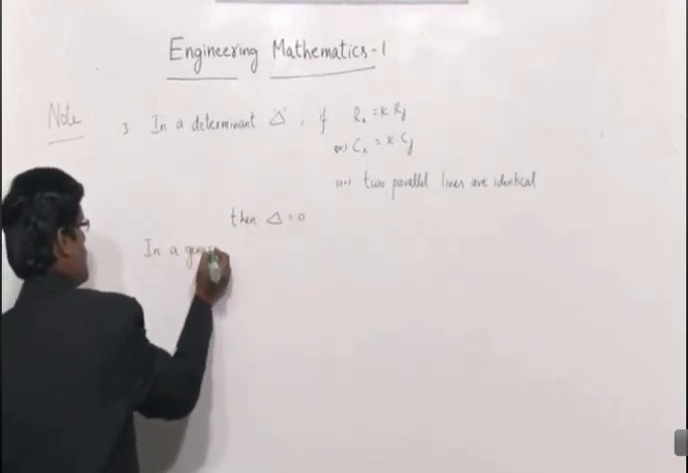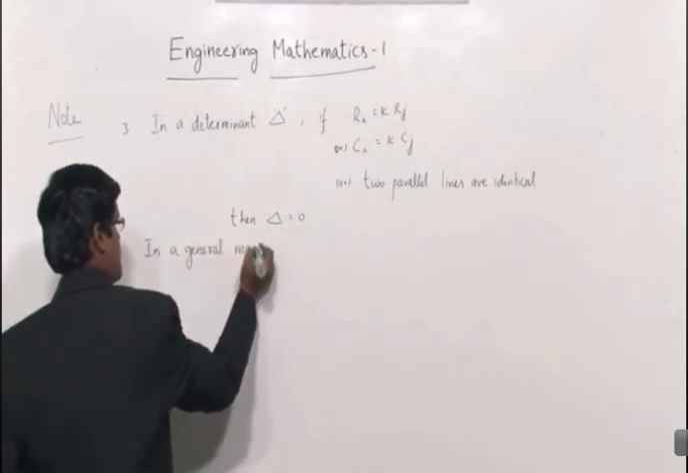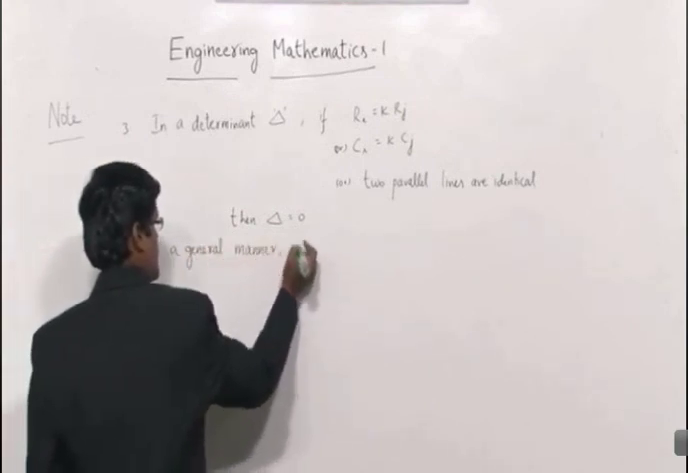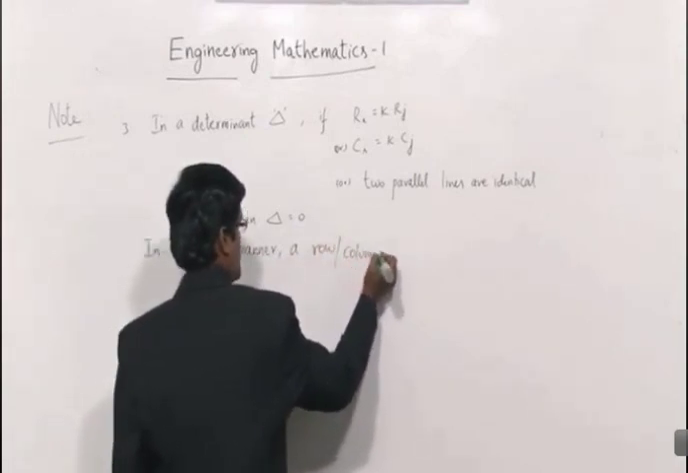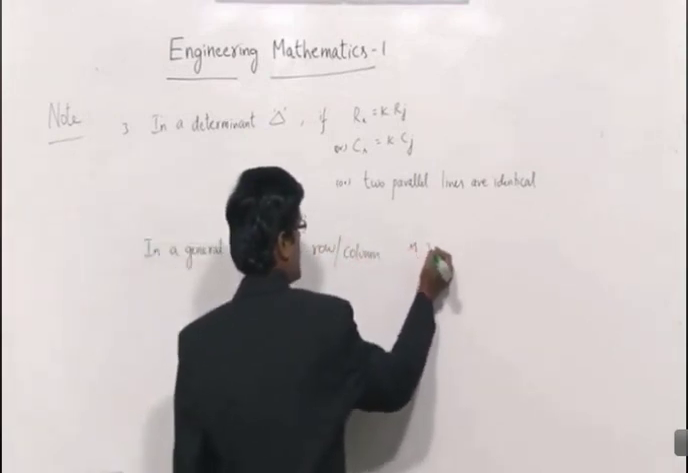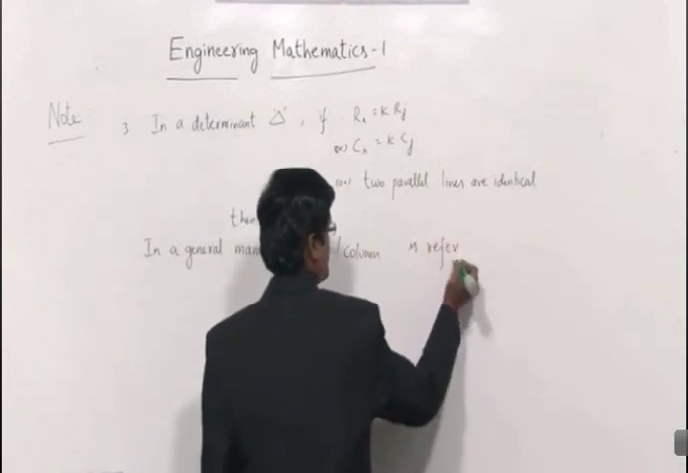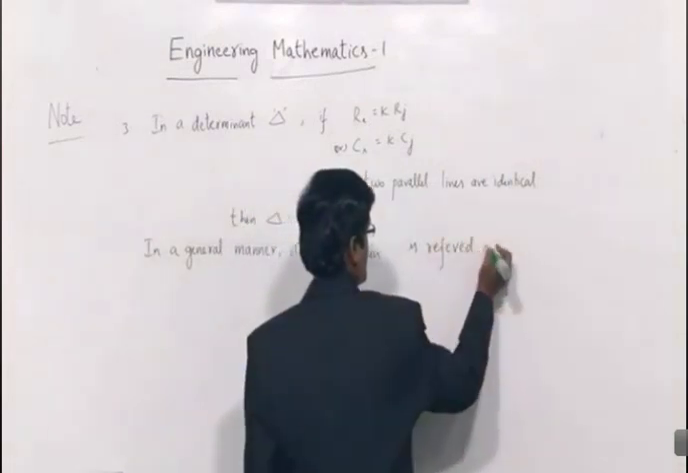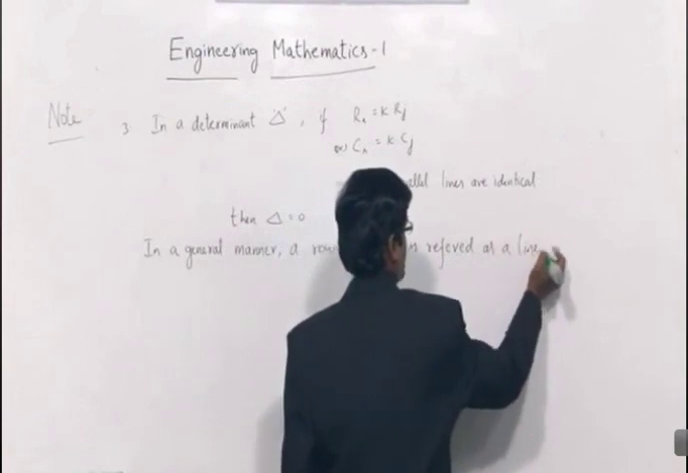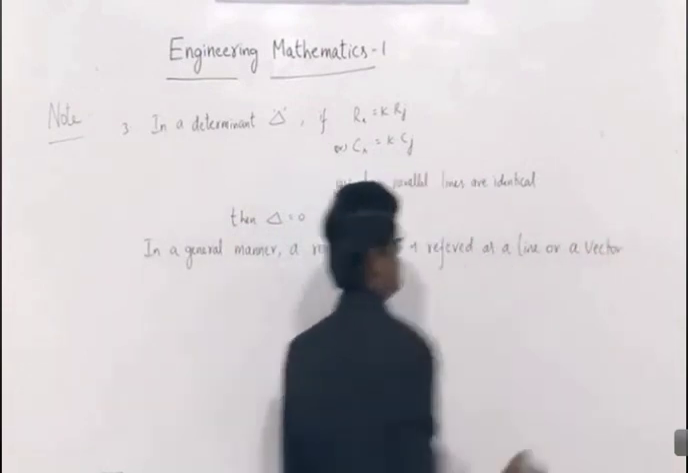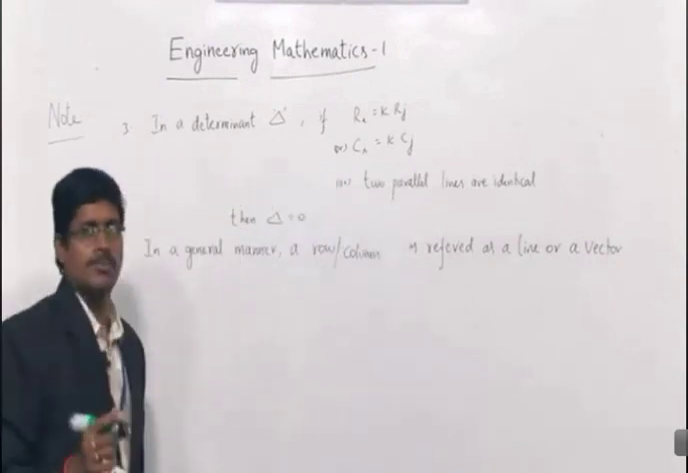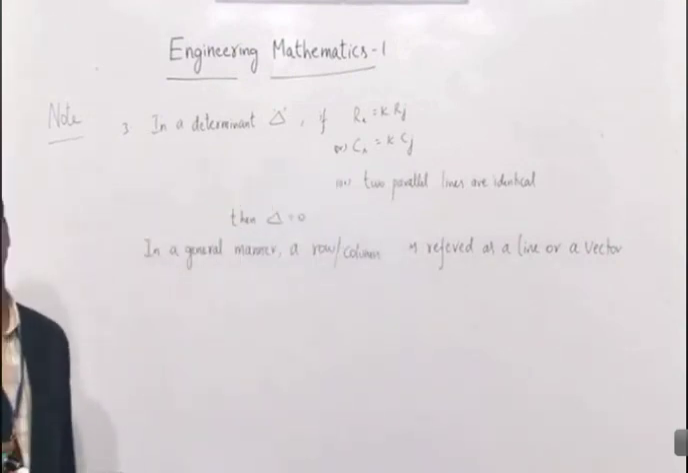In a general manner, a row or column is referred to as a line or a vector in a matrix. Generally line means a row or column.